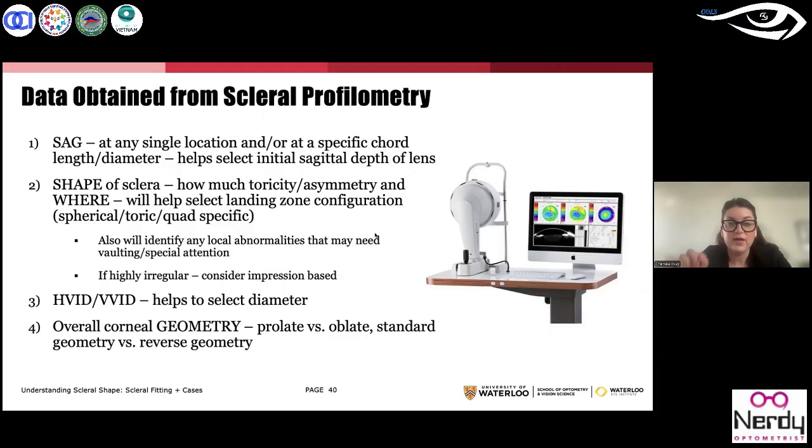They will also identify any of those local abnormalities like pinguiculas that need extra vaulting or special attention. It's going to measure your HVID, VVID, and it's going to give you your overall corneal geometry. So whether we're going to need a standard prolate lens or perhaps a reverse geometry lens.